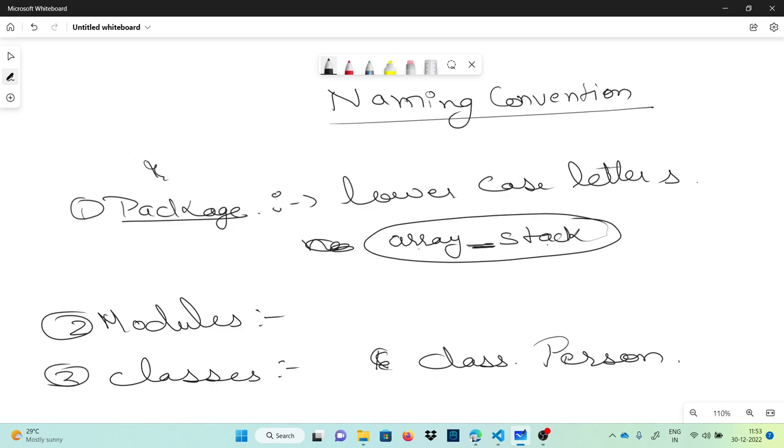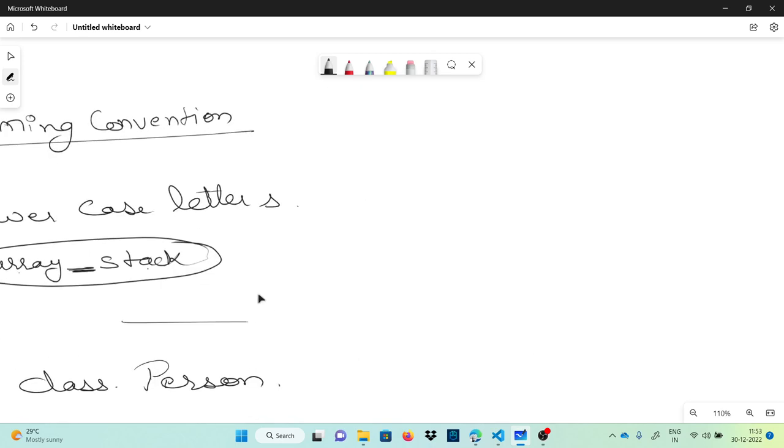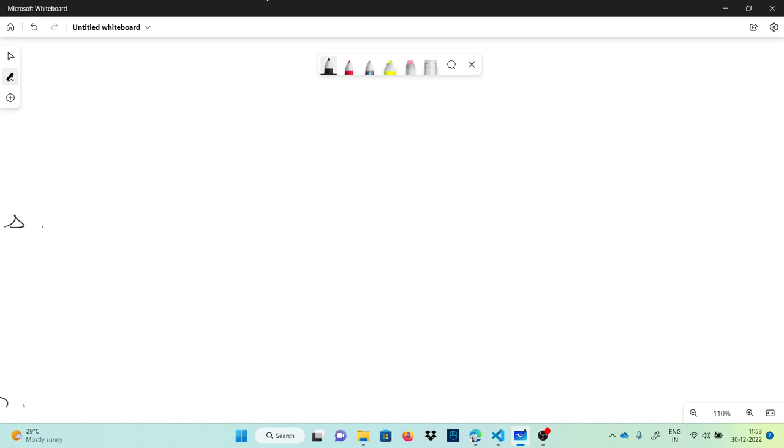Then we have global variables or module level variables. Module level variables and global variables names should be all lowercase letters. When multiple words are used for a name, we should separate them using underscore again. Then we have instance variable. Instance variable names should be all lowercase letters. When multiple words are used for a name, we should separate them with this underscore only. Non-public instance variables should begin with an underscore.